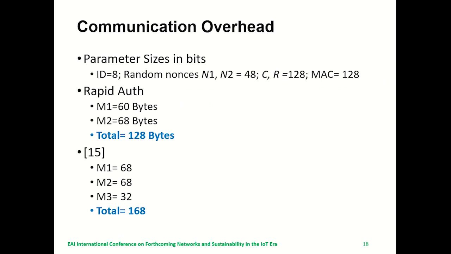Similarly, for communication overhead, parameter sizes in bits are considered as ID 8 bits, random nonces 48 bits, R 128, MAC 128. RapidAuth completes the communication using two messages, M1 which is 60 bytes, M2 which is 68 bytes. So the total size for RapidAuth is 128 bytes, and for 15 it completes the whole authentication process in three messages. So M1 takes 68, M2 68, M3 32, total 168 bytes in the case of 15.